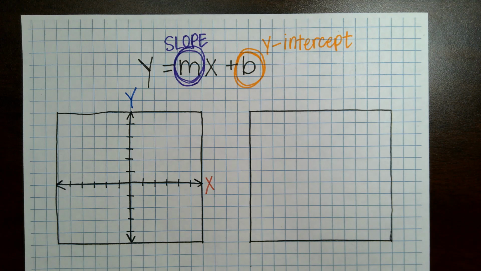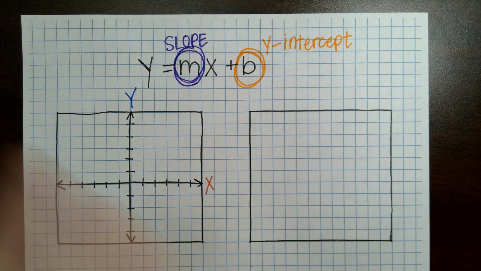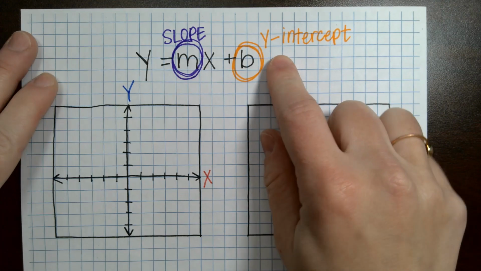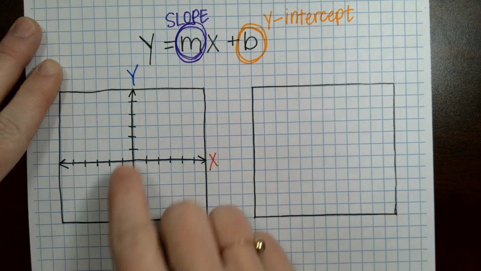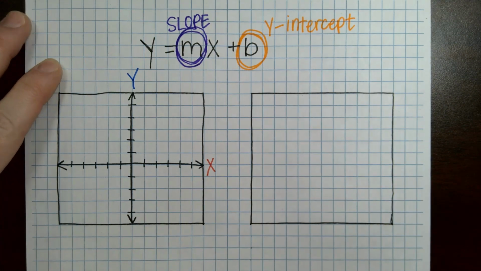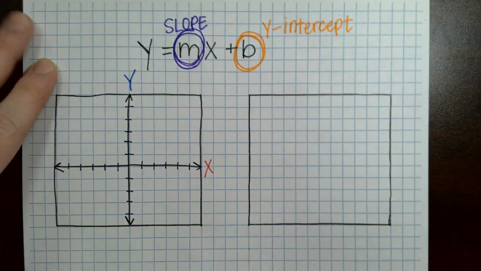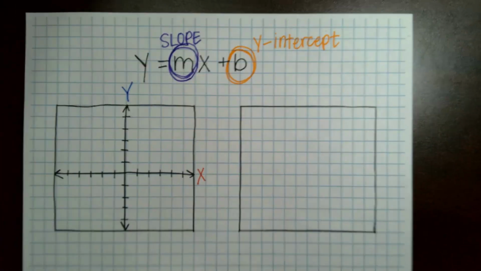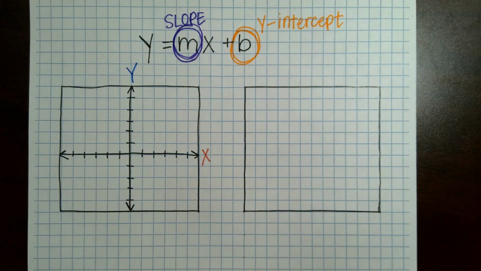So I'm going to give you guys a little refresher here. The y-intercept is just where your line touches the y-axis. So I'm going to give you a line, and I want you to copy it down pretty exactly, and we're going to talk about what that equation would look like.